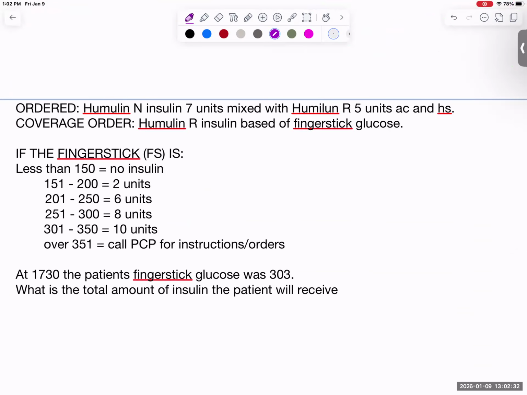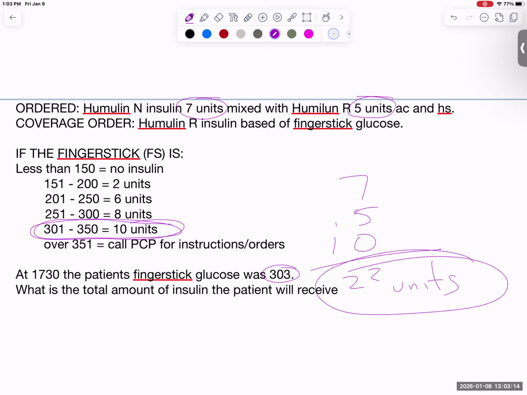All right. Now do this one. Don't overthink it. What's in front of you? Read it and tell me what the answer is. Twenty-two. Okay. Everybody agree? So 7 units plus 5 units, then the sugar was 303. 303 falls right here. So it's 7, 5, and 10. Right? 7, 8, 9, 10, 11, 12, 22 units.